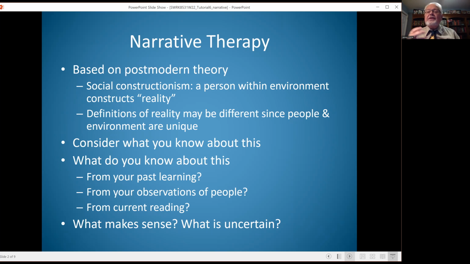So to begin with, as I've asked you in the past, consider what you've already learned about this. What do you know from your past learning, from your observations of people, your work with clients, from the current reading that you've done? Ask yourself, as you're putting all of this together, what makes sense to you, what seems to work, what you have some uncertainty about, or what you have some questions about, and jot those down so we can talk about them during the in-class discussion.